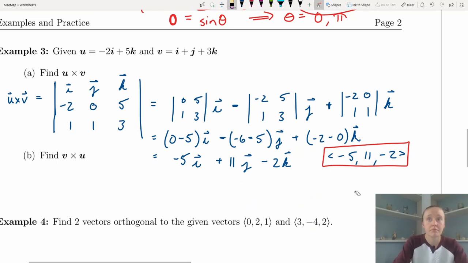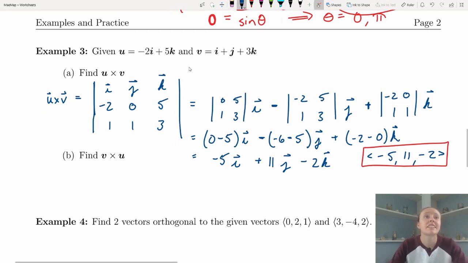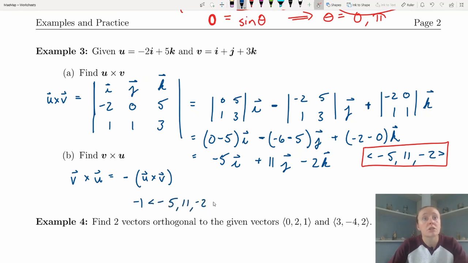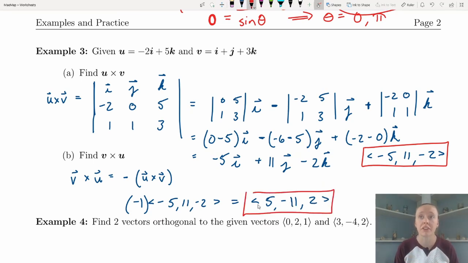But let's move on to part B. Now that we know we have the correct solution, in part B, it says to find the cross product of v cross u, which, don't worry, we don't have to do this cross product out again. Because remember, the cross product u cross v with the right-hand rule pointed in one direction, whereas if we crossed v with u, we get that same vector pointing in the opposite direction. So vector v cross u is equivalent to the opposite or negative u cross v. So all I gotta do is take my vector I got in part A and multiply it by a negative 1. So negative 1 times negative 5, 11, negative 2. That's going to give me positive 5, negative 11, positive 2 for v cross u. Same magnitude as u cross v, just the opposite direction.